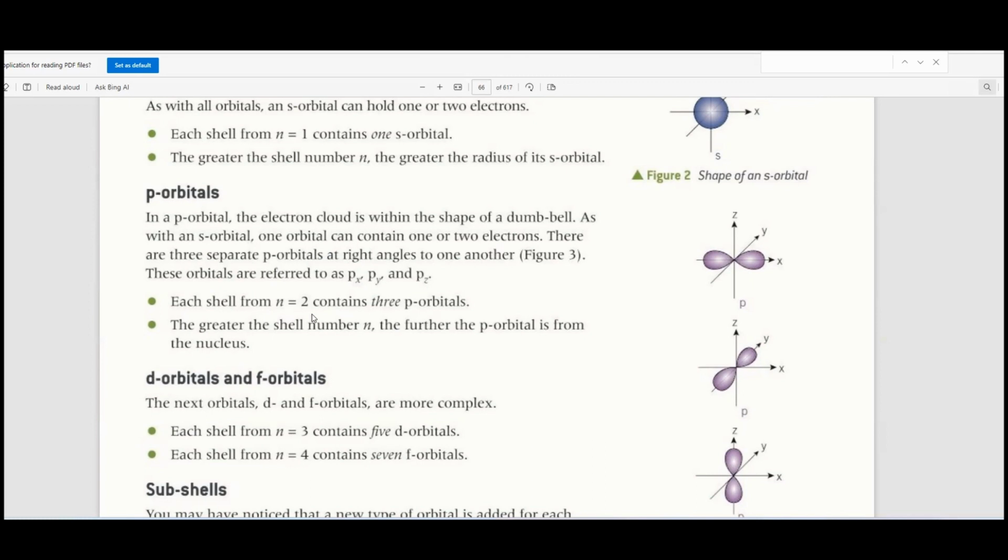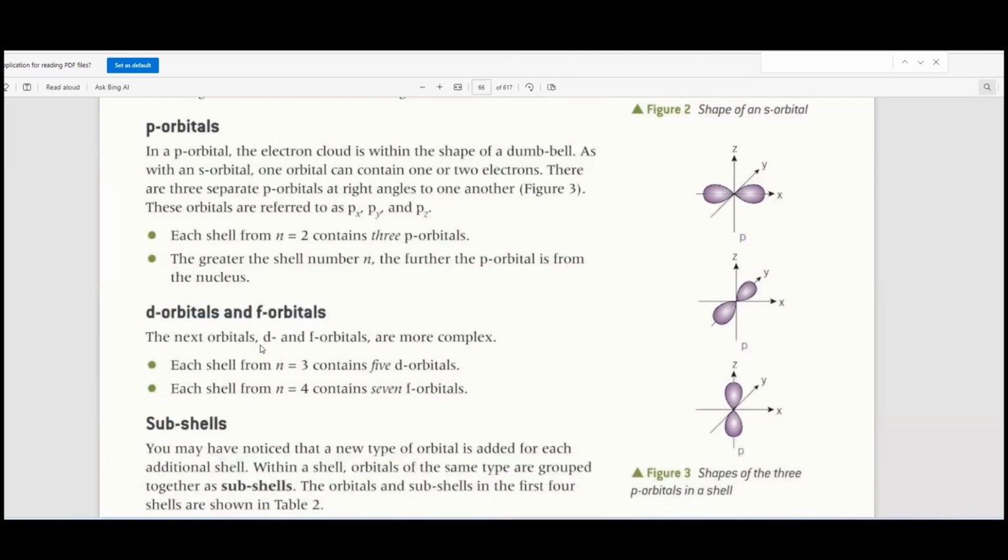Wait, what do you mean, 6? Oh, 6 are in p, yeah. That's the maximum number. The greater the shell number, the further the p orbital is from the nucleus. So we already know it will be further away.